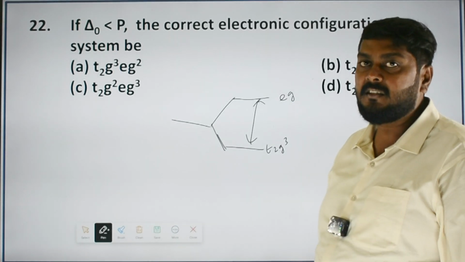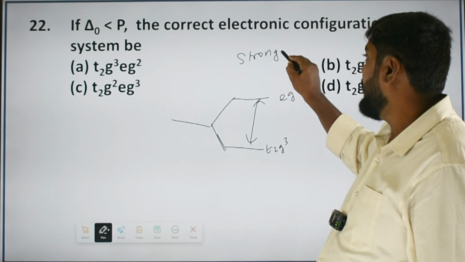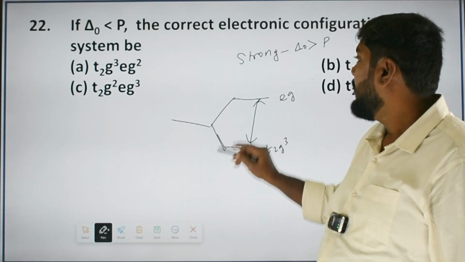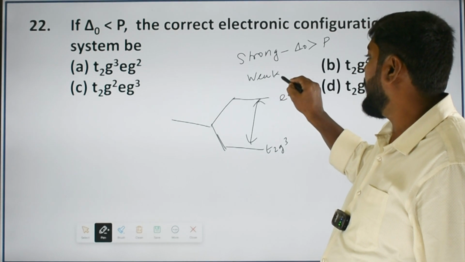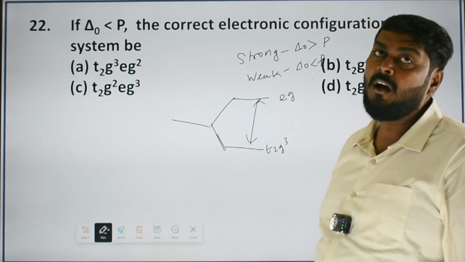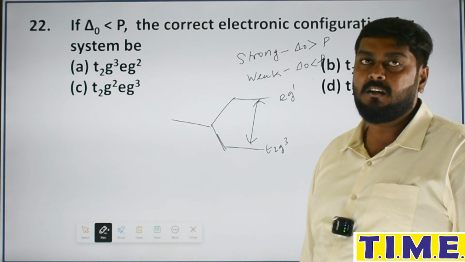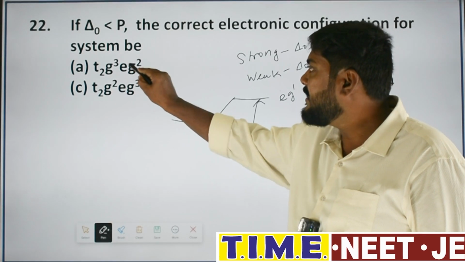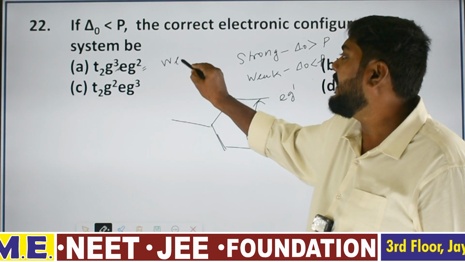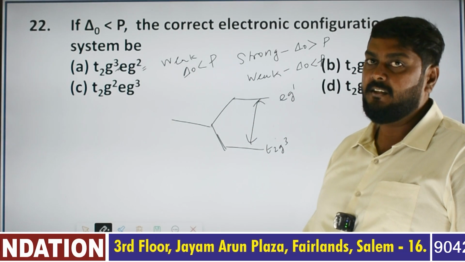For what kind of ligands does this happen? If you have a strong field ligand, del not will be greater, so pairing will not happen. Now if the ligand is weak, then del not will be lesser compared to your pairing energy, right? So where will the fourth electron go? It will go to Eg1, right? So T2G3 and Eg2 is possible for a weak field ligand. So the value of del not will be lesser than the pairing energy, right?